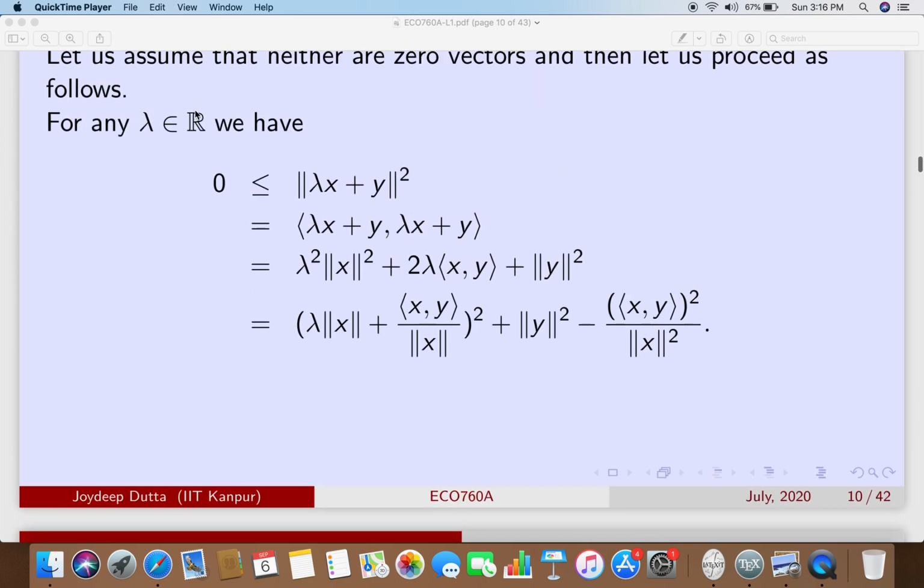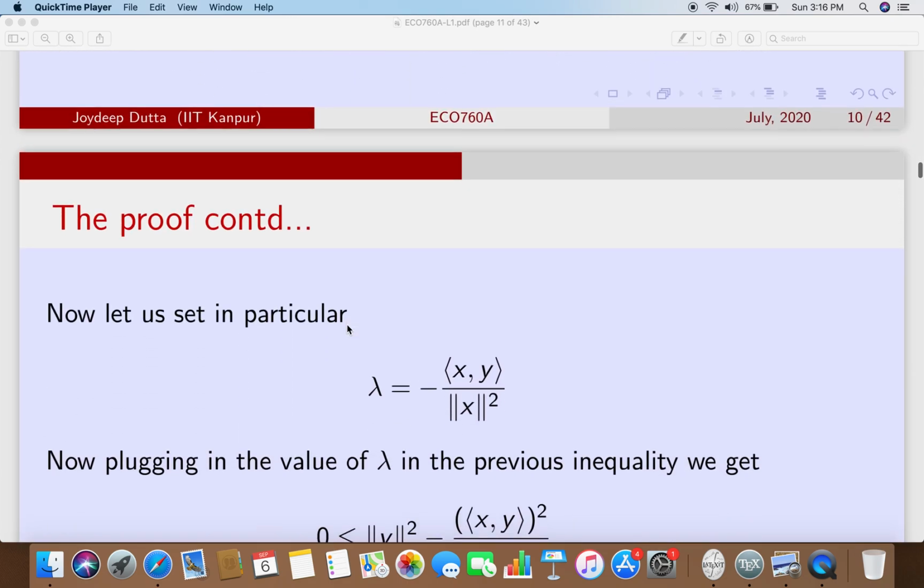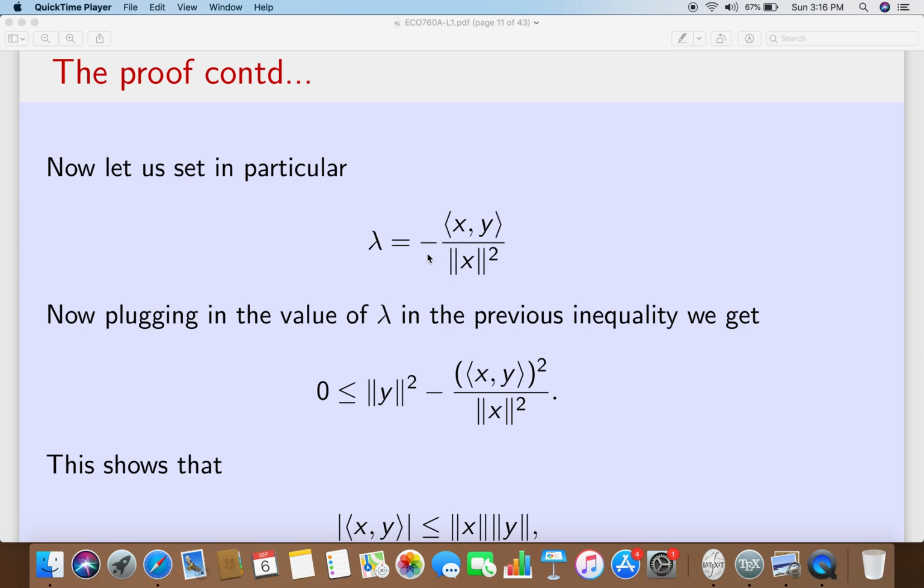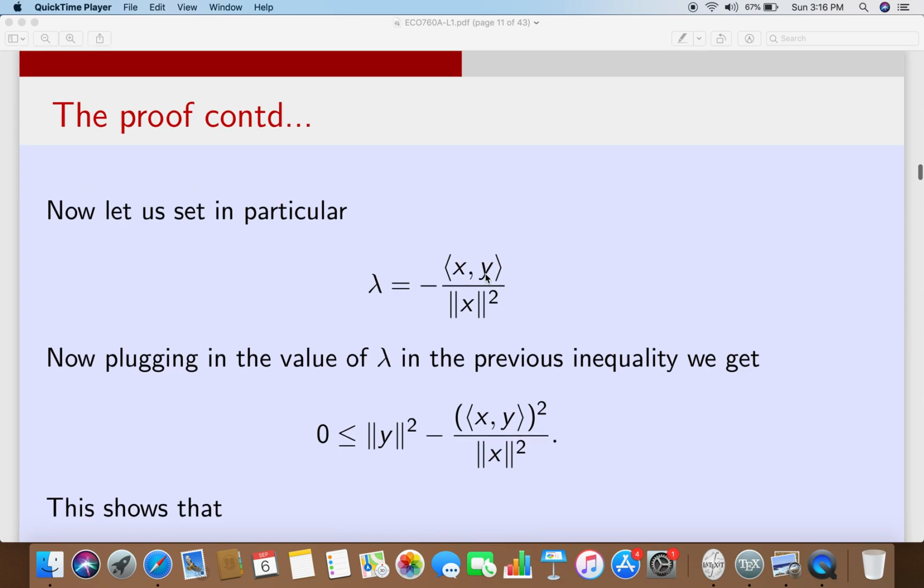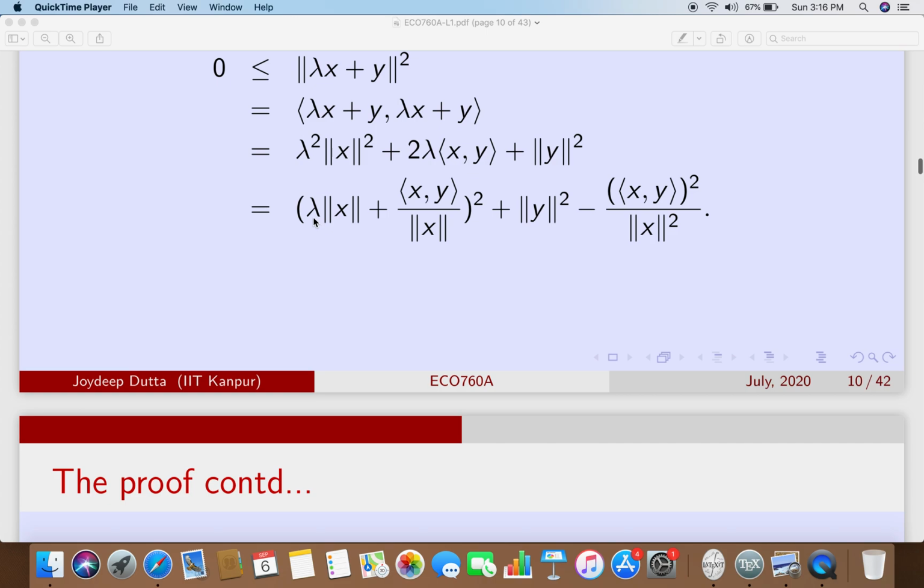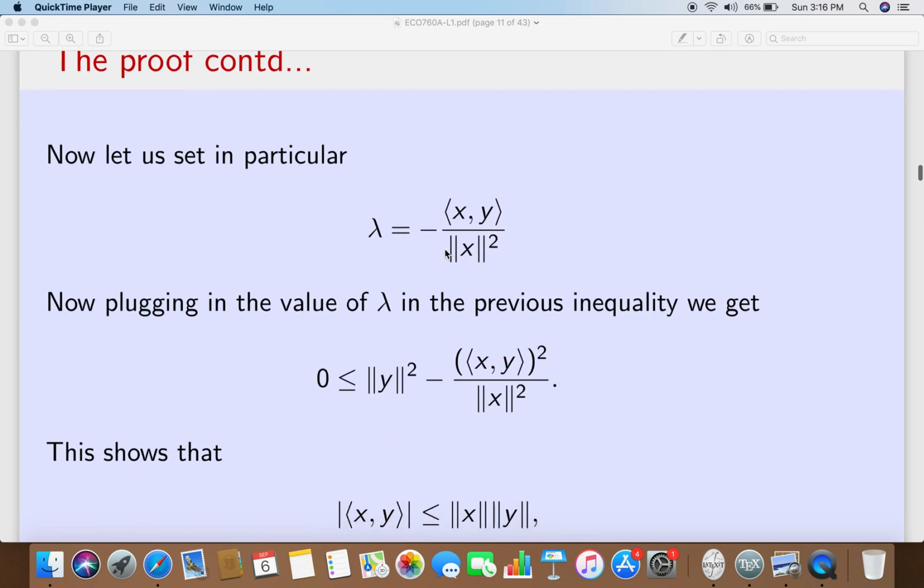Lambda is any real number, so it doesn't matter what lambda you choose. In particular, I'll choose lambda equal to minus inner product xy by norm x square. Then in place of lambda norm x, I would have minus inner product of xy by norm x. So this factor and this factor would cancel and give me a 0. Just check it out yourself.